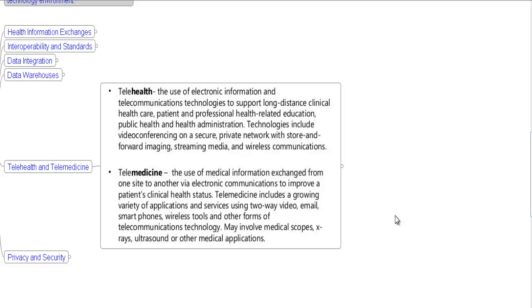Telemedicine is the use of medical information exchange from one site to another via electronic communication to improve a patient's clinical health status. Telemedicine includes a growing variety of applications and services using two-way video, email, smartphones, wireless tools, and other forms of telecommunication technology. It may involve medical scopes, X-rays, ultrasound, or other medical applications.